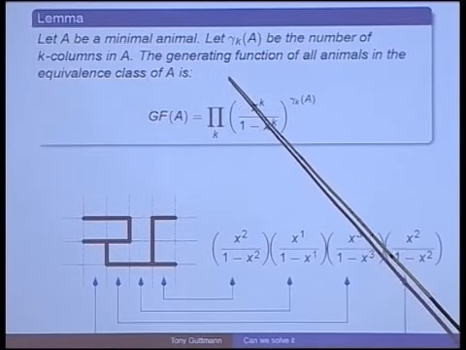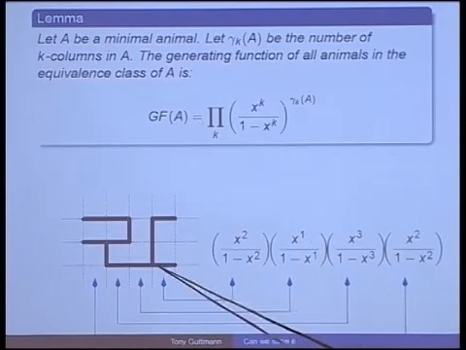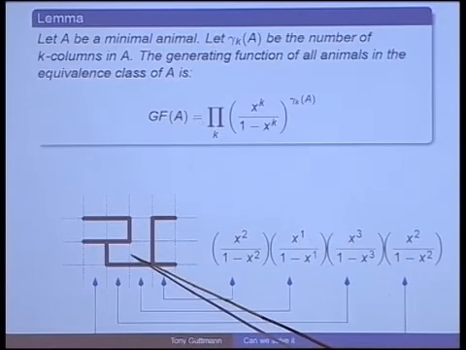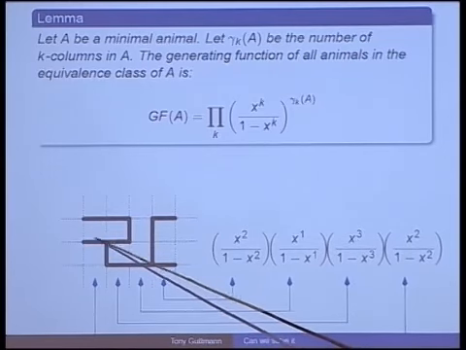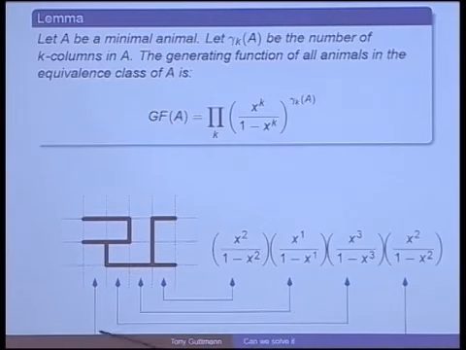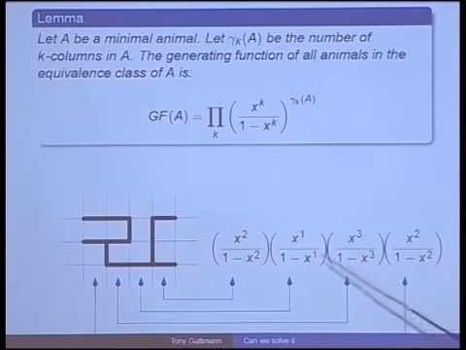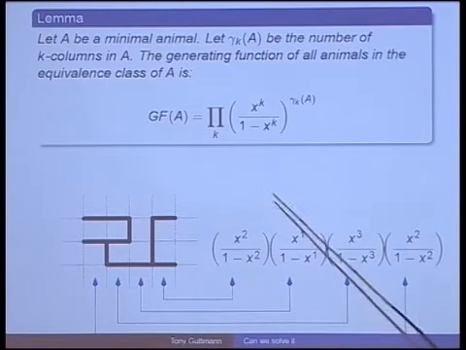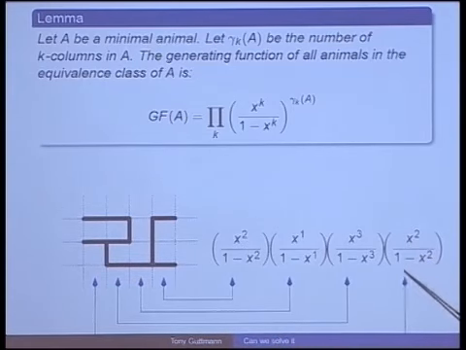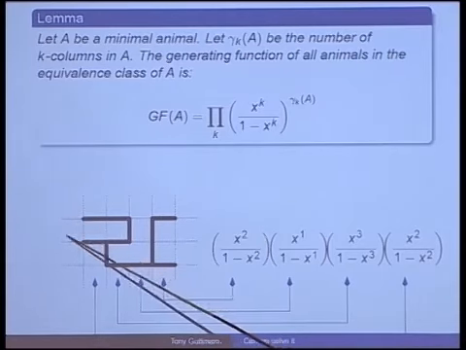So to see how this works, here is an animal, a minimal animal. We want to be able to expand this arbitrarily. So this gives us a factor x squared over 1 minus x squared. If we extend this out by another 2, you can see you pick up an extra factor of x squared, and this will give you x squared, x to the 4th, x to the 6th, etc., as you push this out further and further.